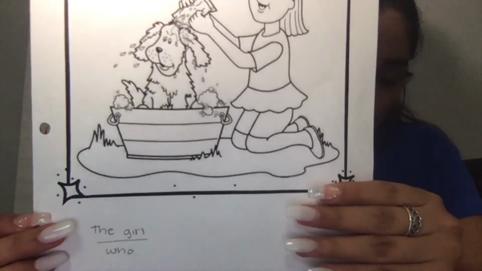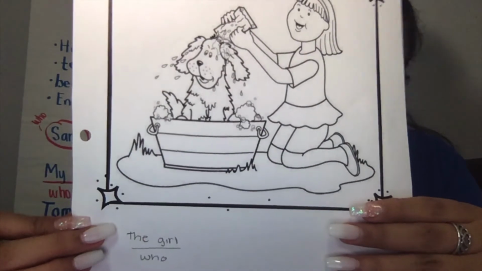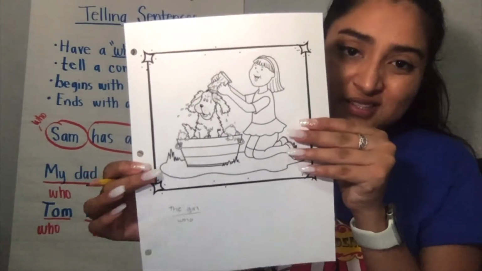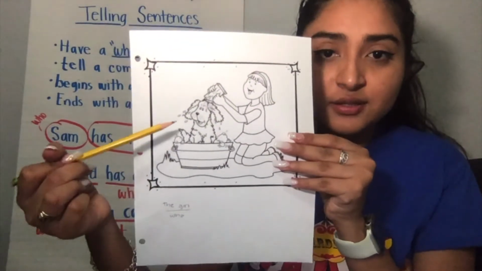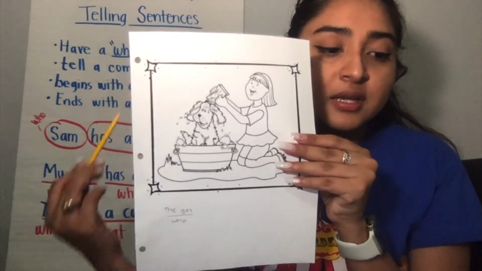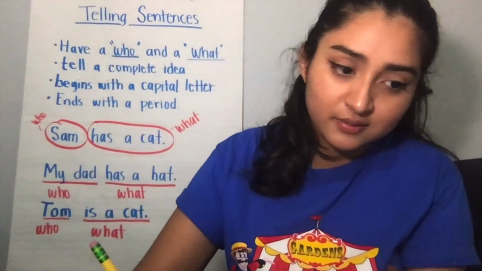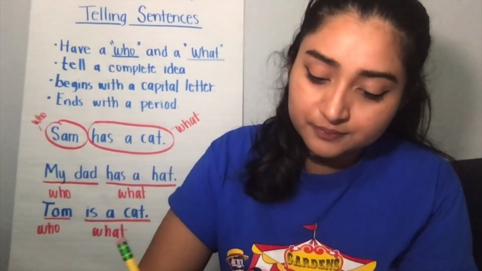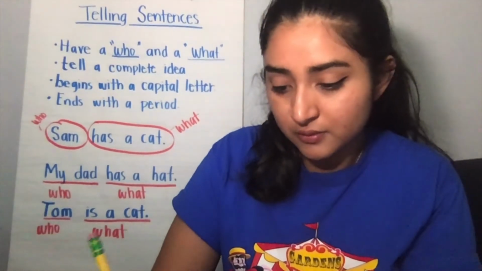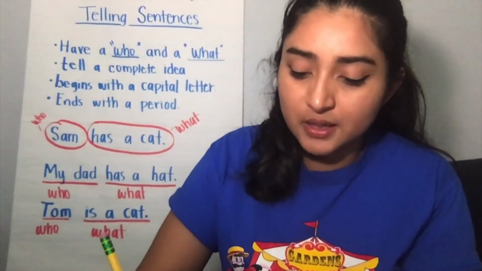Now, I need to decide the what of my telling sentence. Sometimes it helps if I ask the question in my head, what is the girl doing? So, if we take a look again at this picture, we can see that the little girl is giving the dog a bath. So our what of this picture is giving the dog a bath. So I'm going to write that down as well. So giving the dog a bath. So that is our what.